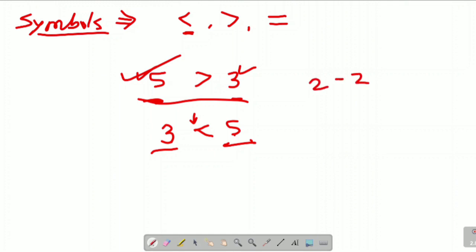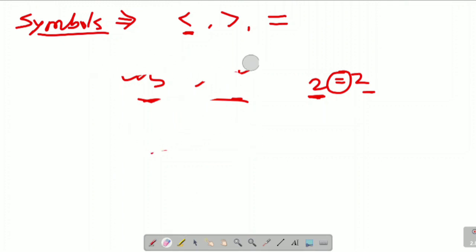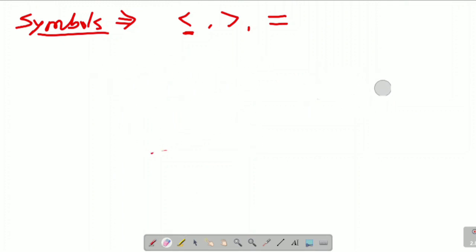And for example, if we have the same digit on the left side and right side, 2 and 2, it means they are equal. So in your previous classes 3, 4, 5, you have practiced these symbols very well: smaller than, greater than, and equal to. So now in big numbers, how can we use these symbols, or how can we compare big numbers?